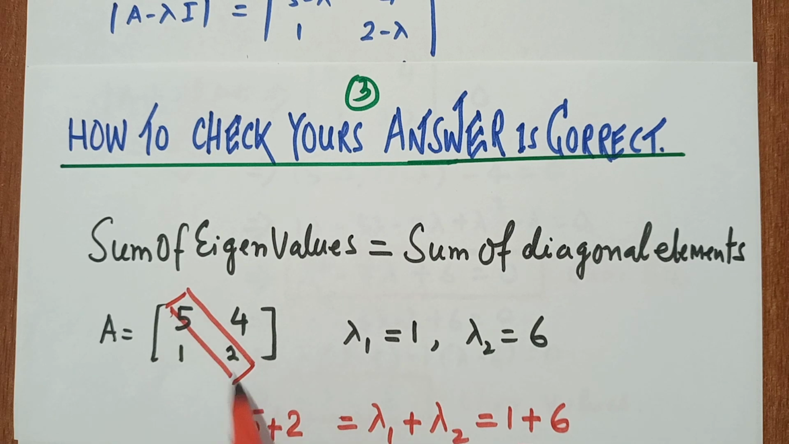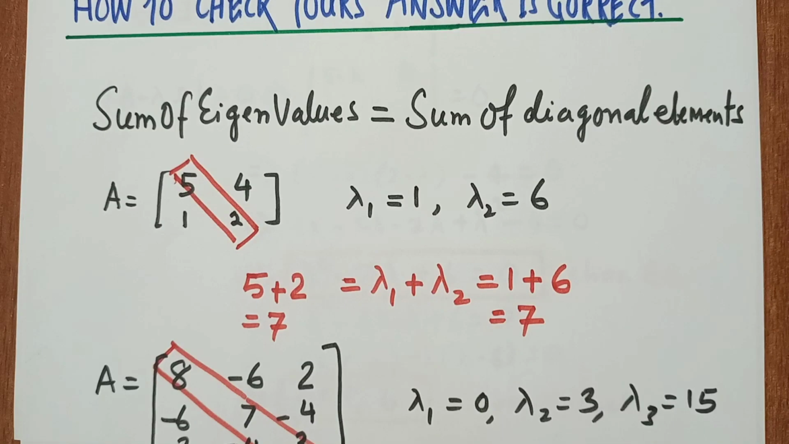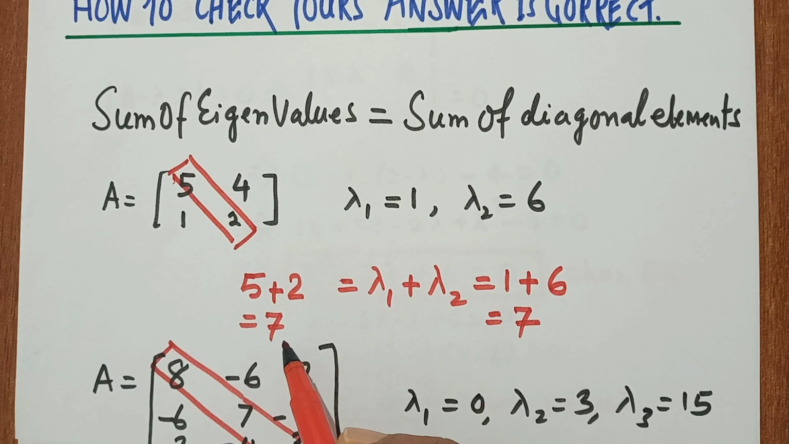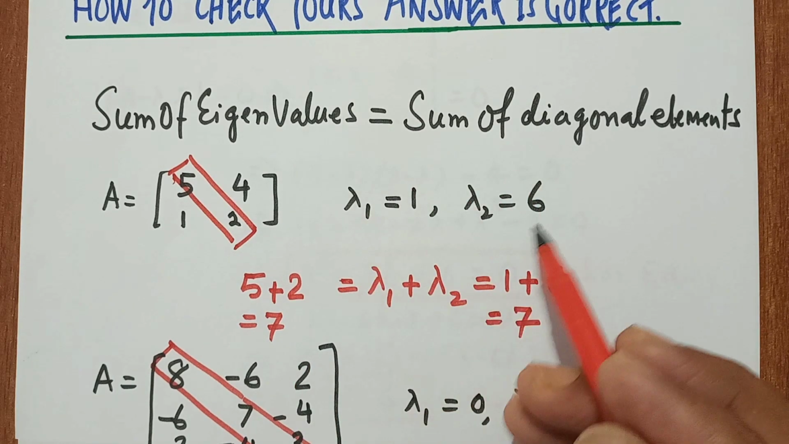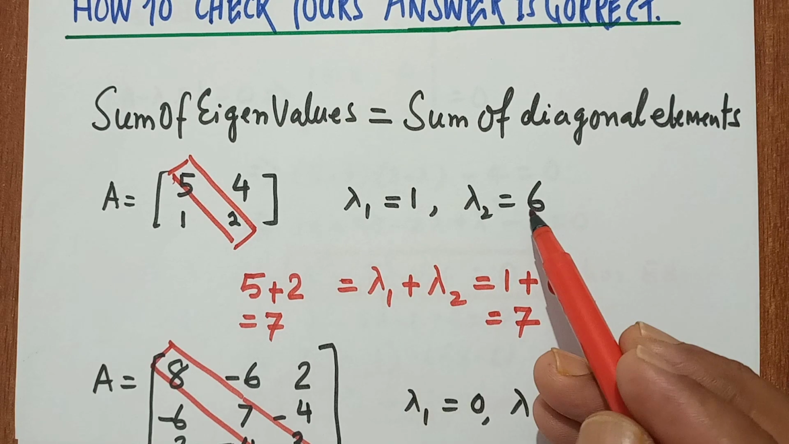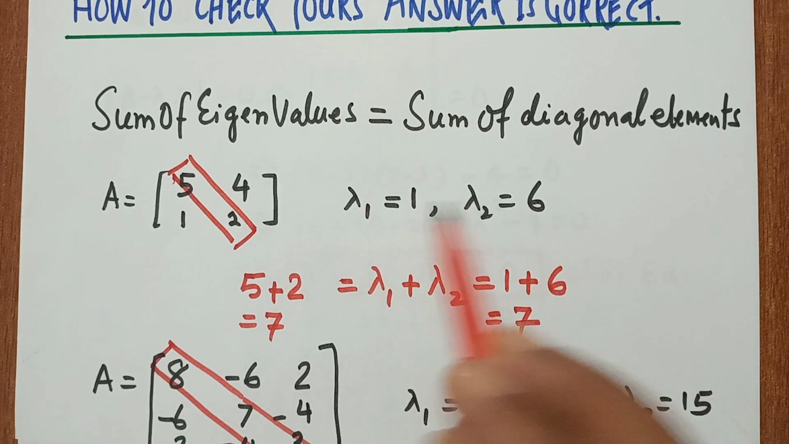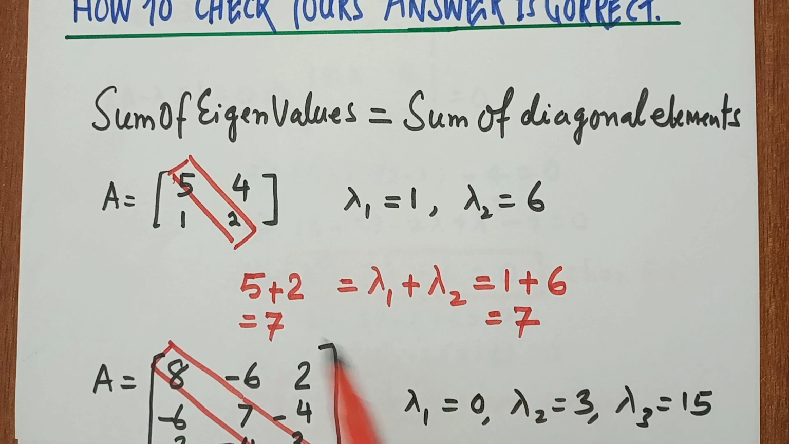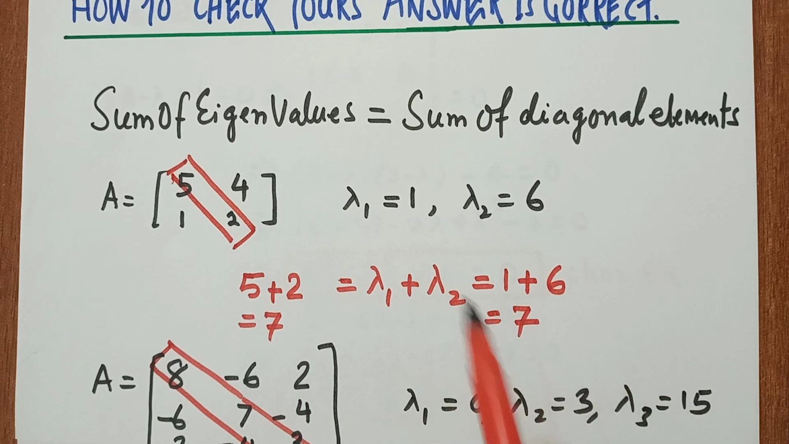So these are the diagonal elements. The first element is 5 and the second is 2. The sum of the diagonal elements, 5 plus 2, is equal to 7. Also, we obtained the values of lambda: one value is 1 and the second is 6. So the sum of eigenvalues is 7, which is equal. It means our answer is correct.